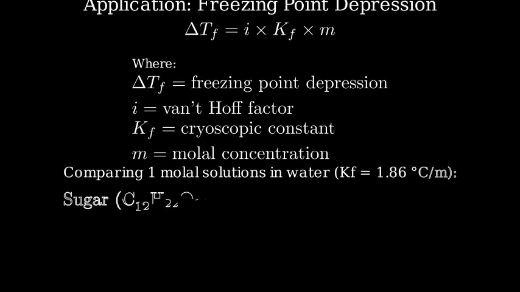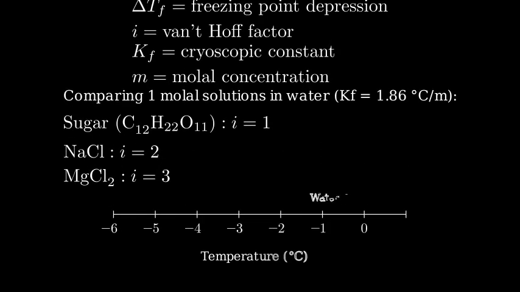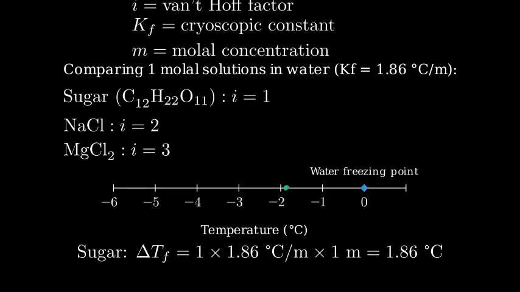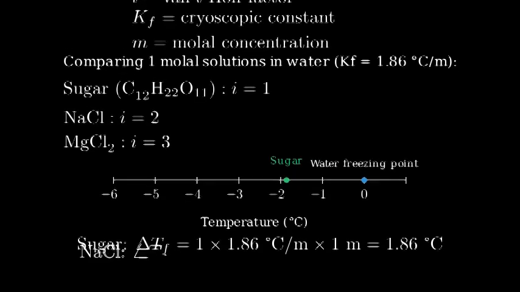Let's compare the freezing points of 3 different solutions, each at 1 molal concentration in water, K_F equals 1.86 degrees Celsius per m. Sugar, C12H22O11, where i equals 1; NaCl, where i equals 2; MgCl2, where i equals 3. For sugar, ΔT_F is equal to 1 times 1.86 degrees C per m times 1 m equals 1.86 degrees Celsius.